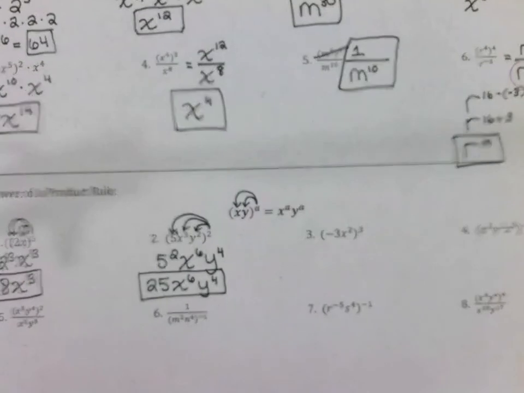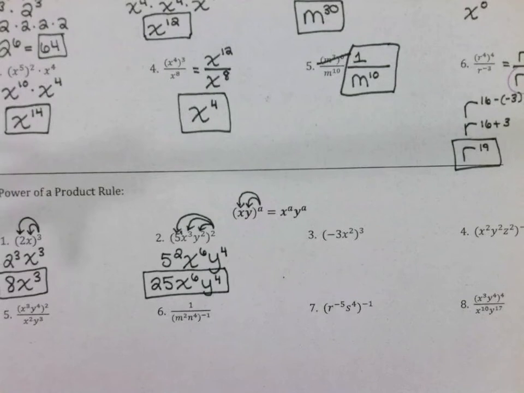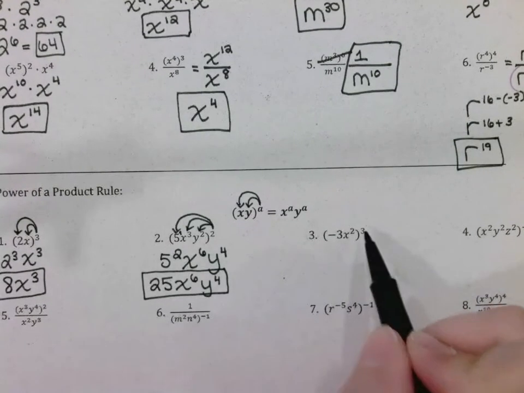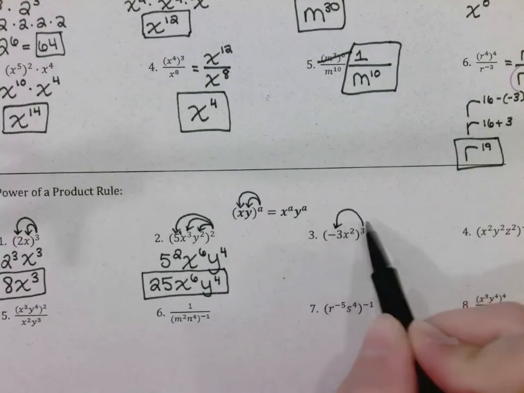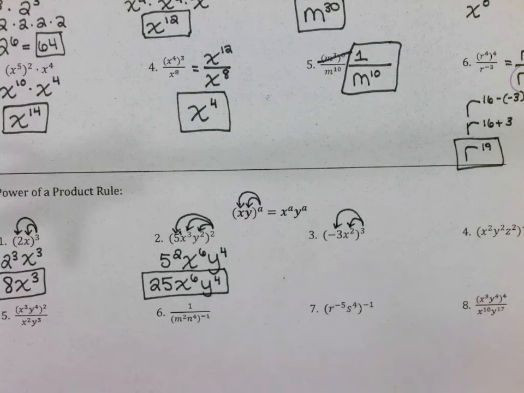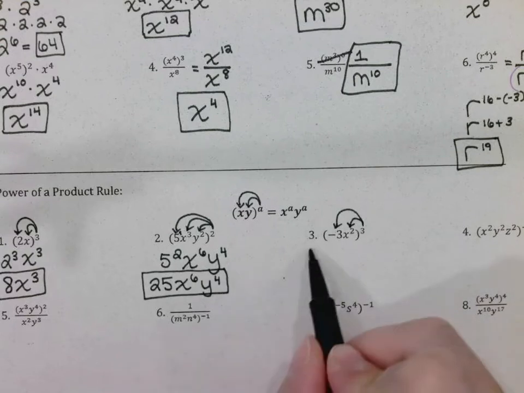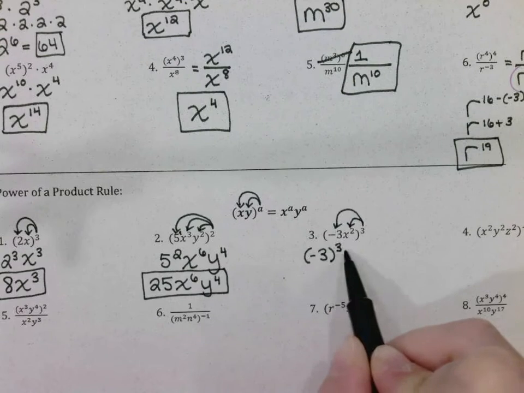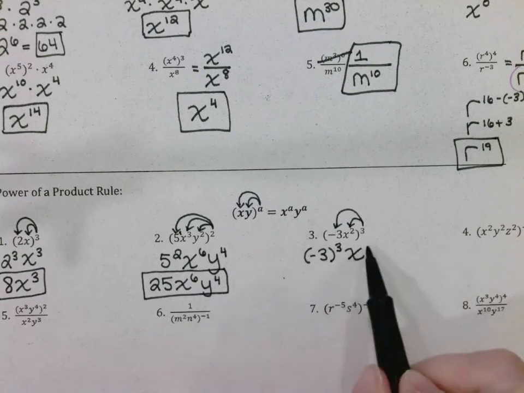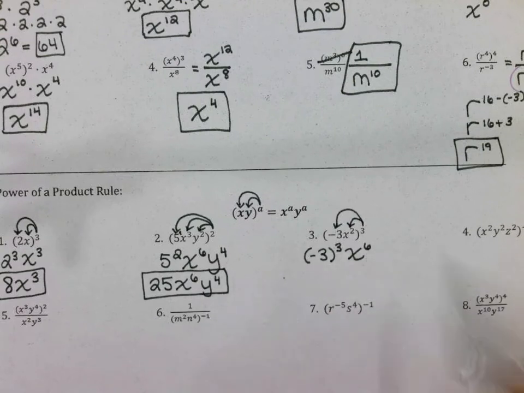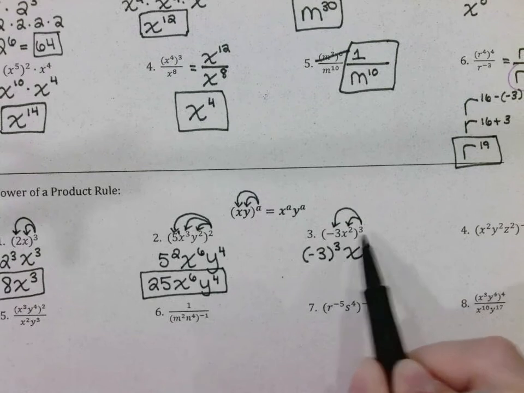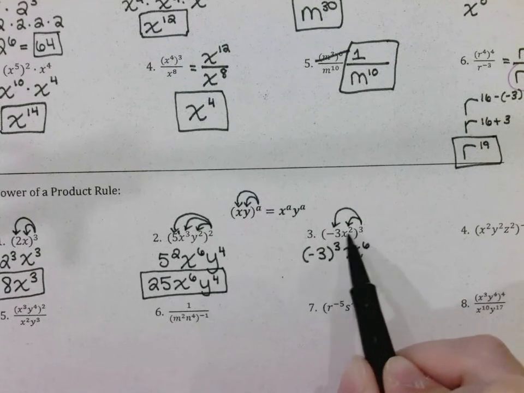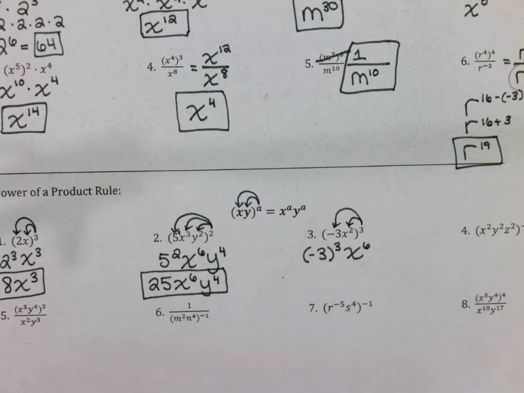Number 3, we're working with some negative numbers. I'm going to apply this 3 to the negative 3 and to the x. So this is really negative 3 to the 3rd power, x to the 6th power. And that 6 comes from 2 times 3. All right. And so negative 3 to the 3rd power, that's the part we can simplify here.